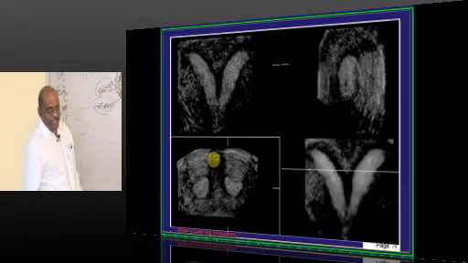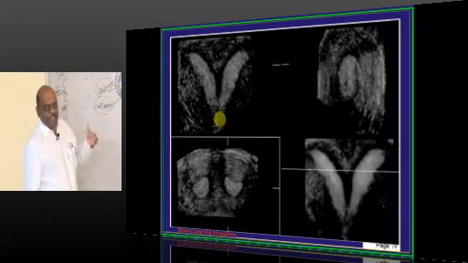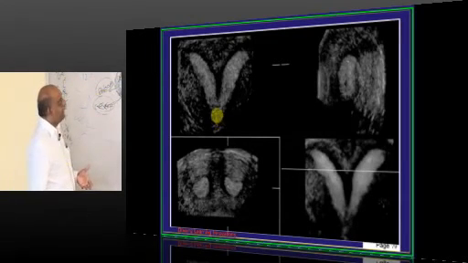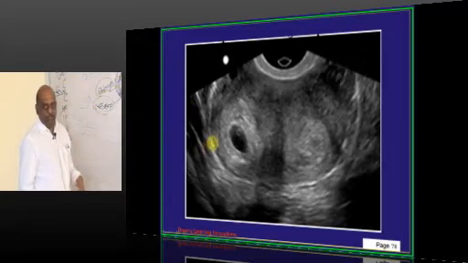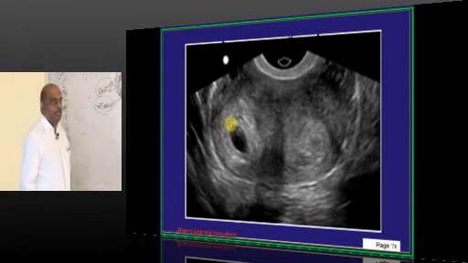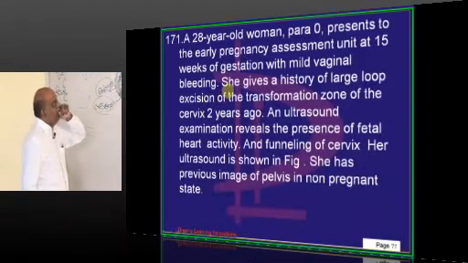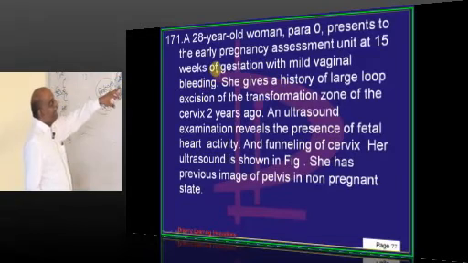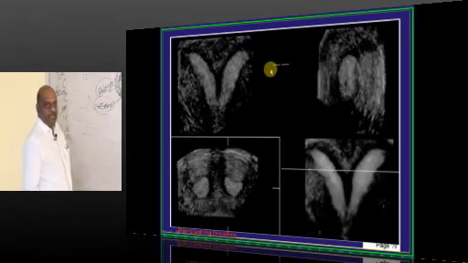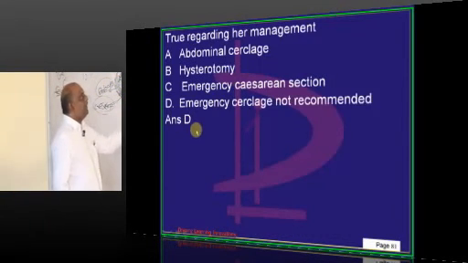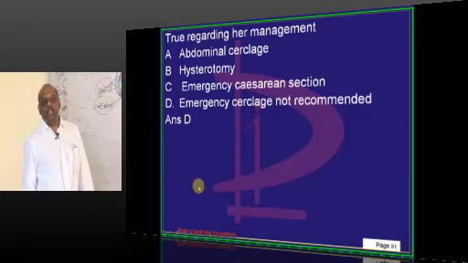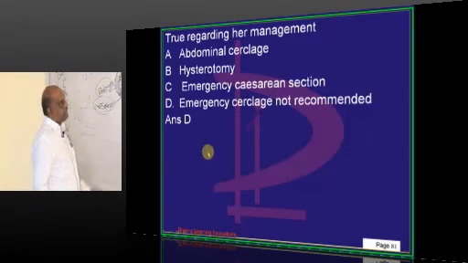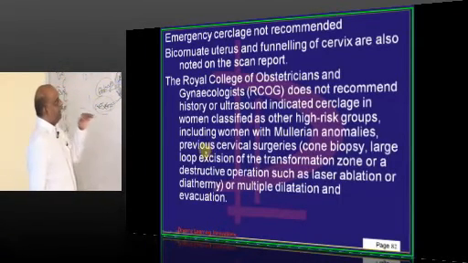So what is the scenario here? It is a Mullerian abnormality in which pregnancy has happened, and the patient is also having cervical incompetence leading to mild vaginal bleeding at the 15th week of gestation. So what is the international recommendation on this? In this scenario, emergency cerclage is not recommended.